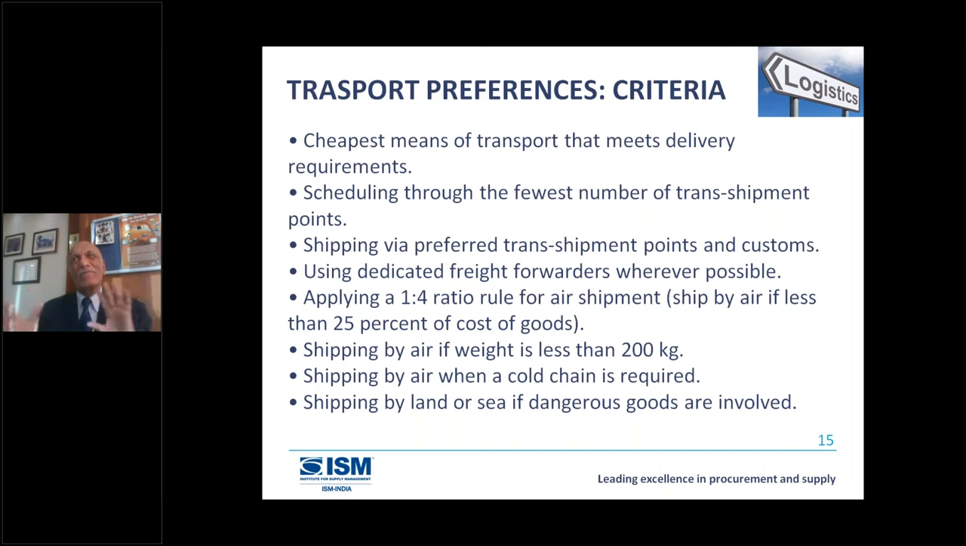But if it is more than that, then I will avoid air if I can. So, one to four rule, this is a practical tip I'm sharing with you, what we used to do. Shipping by air if the weight is less than 200 kgs, we may go for it. Shipping by air when a cold chain is required, particularly pharma items. If we want to send them, we have to send by this. Shipping by land or sea if dangerous goods are involved. If you feel there are dangerous items which can explode, then certainly you have to go by land and sea. Otherwise, no.